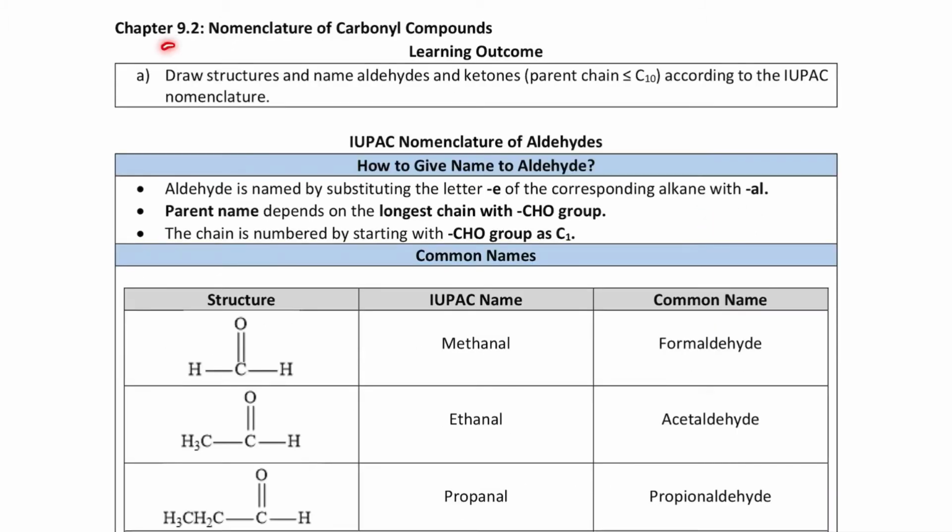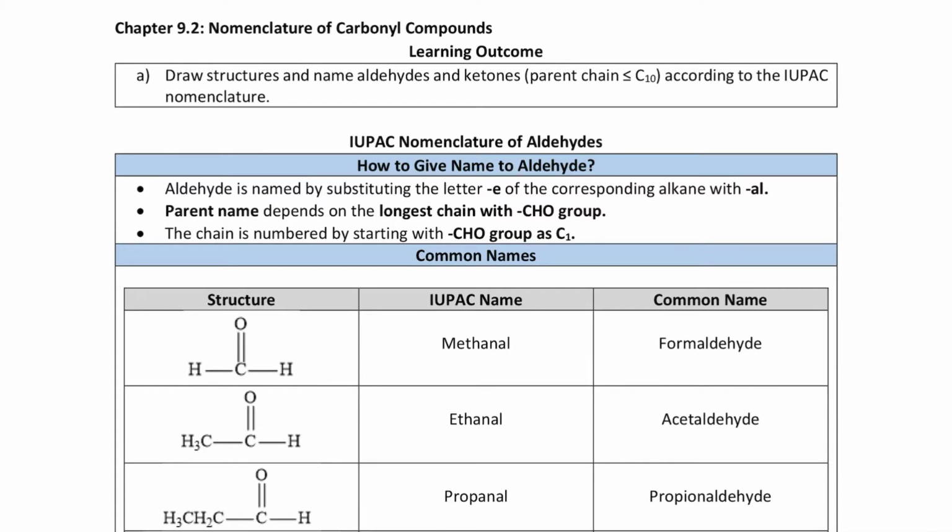Okay, chapter 9.2 nomenclature of carbonyl compound. So over here kita akan belajar naming lah. So by the end of this session you should be able to draw structure and name aldehyde and ketone for parent chain less than or equal to 10 according to IUPAC nomenclature. So macam biasalah kena boleh bagi nama aldehyde ketone dan kena boleh lukis aldehyde dan ketone tu macam mana.